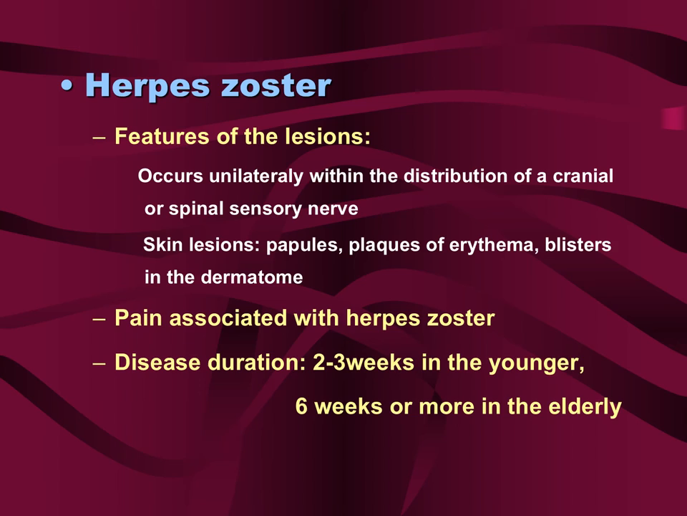Herpes zoster occurs unilaterally within the distribution of a cranial or spinal sensory nerve. Skin lesions like papules, plaques of erythema, blisters in the dermatome. And it is very important, pain associated with herpes zoster.